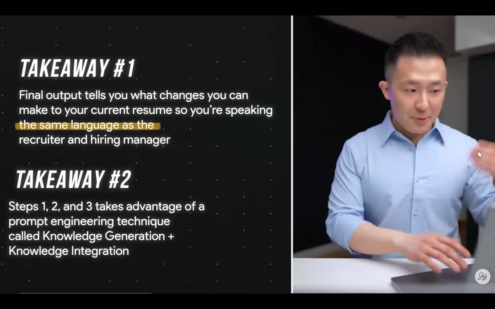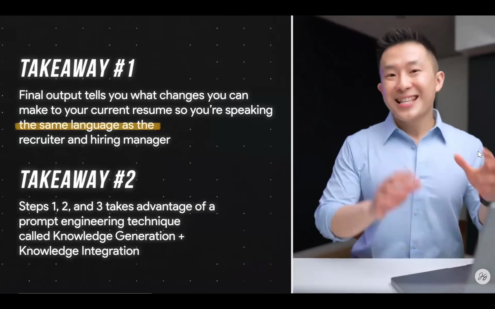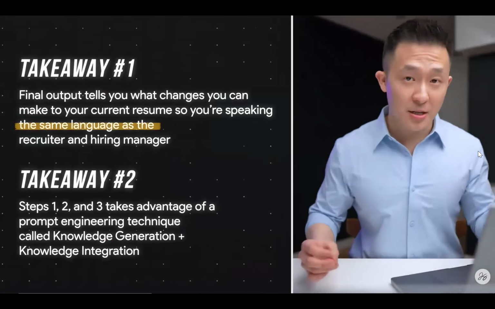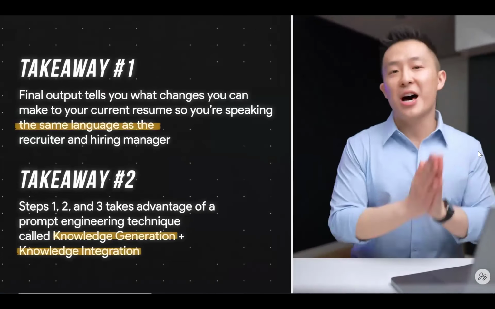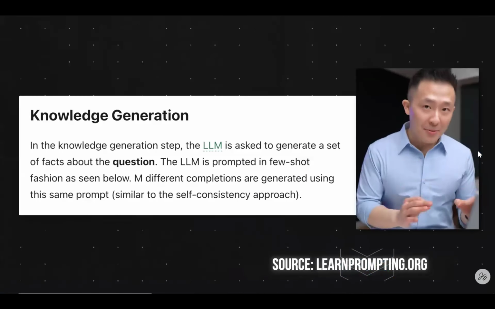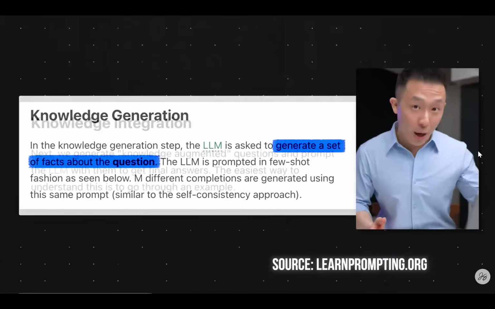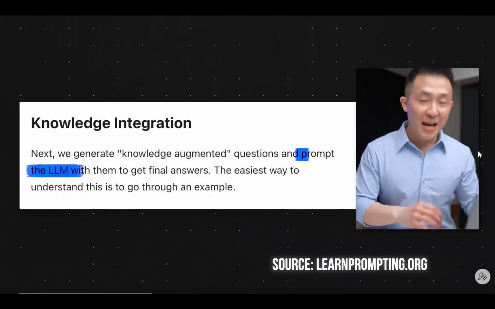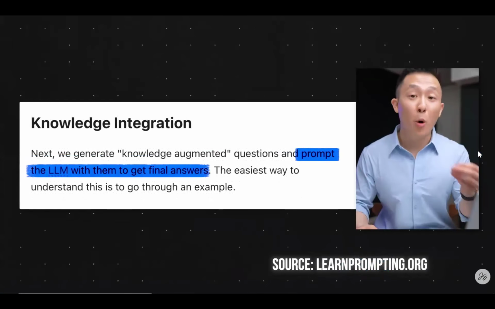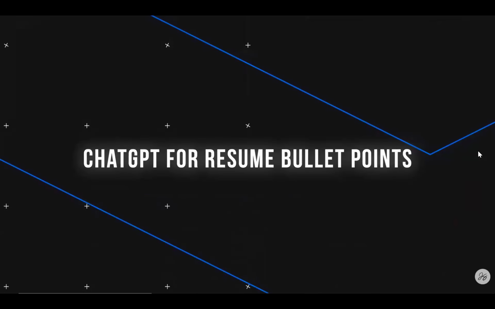Number 2, the steps 1, 2, and 3 I went through just now takes advantage of a prompt engineering skill called knowledge generation and knowledge integration. This is where you first prompt the chatbot to generate information about a given topic. Then you use that output or integrate that output to help the chatbot answer the question more accurately. Apply the same logic to your resume bullet points.